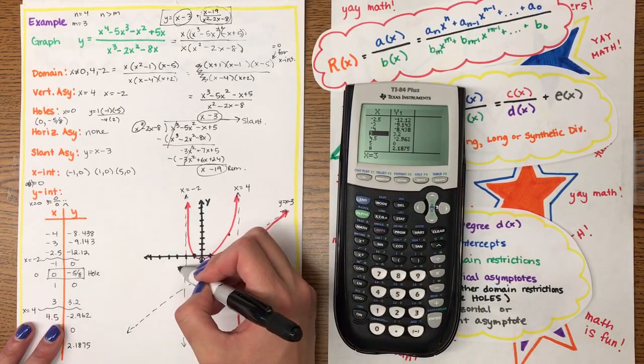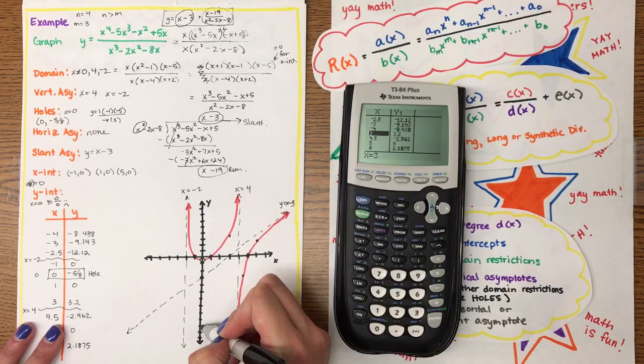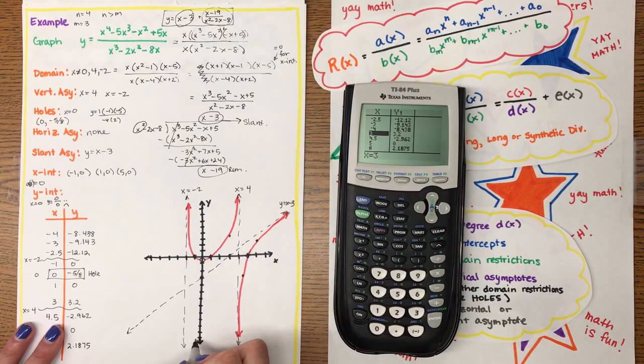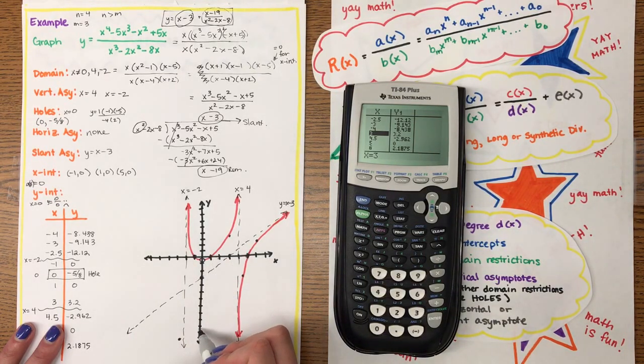Negative 2.5, negative 12, so just a little past that right there. Negative 3, negative 9, so about here. Negative 4 is going to be about negative 8.4, so that'll be about there.